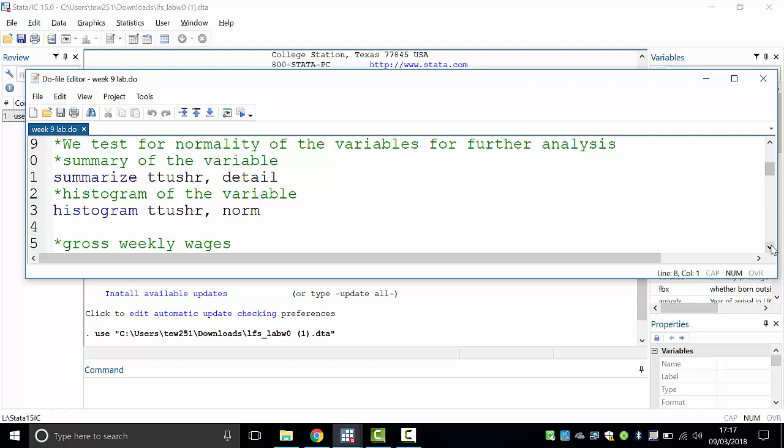How do we know we have outliers? One way is to tabulate them using single variable analysis. So we summarize the weekly hours first, and then we do the same for gross wages. This is the test for normality, for further statistical analysis. Now, okay, you guys.